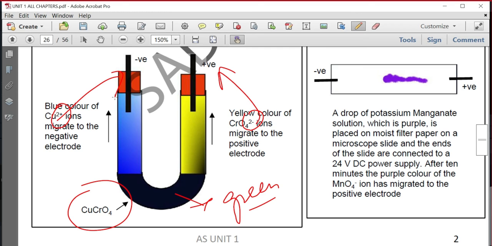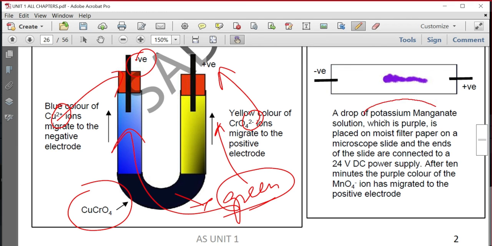If we do the electrolysis of the ionic substances, we can see this only for those ions which have color. We will see that the green solution is turning into two different colors, or two different solutions. Something blue is moving towards the negative electrode, and something yellow is moving towards the positive electrode. Right? This is one example.